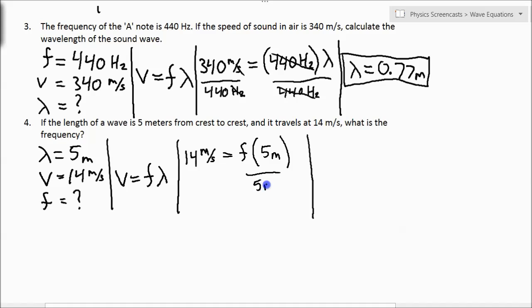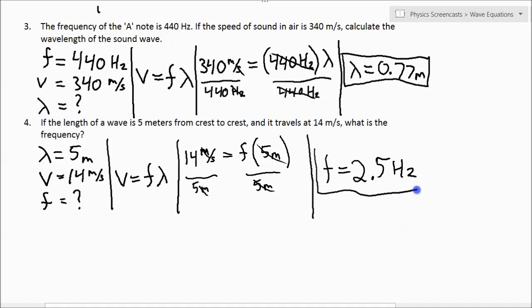So we will get that F frequency by itself by dividing both sides by 5 meters. That will, of course, cancel out the 5s, and the meters over here will cancel out with those meters. So when we do our calculations, our frequency is 14 per second divided by 5, which is going to give us 2.5 per second, which, of course, is hertz. Put a box around our final answer, and we are done.